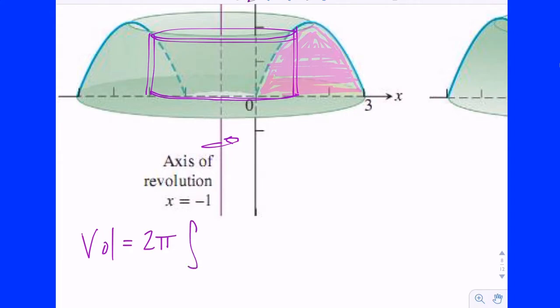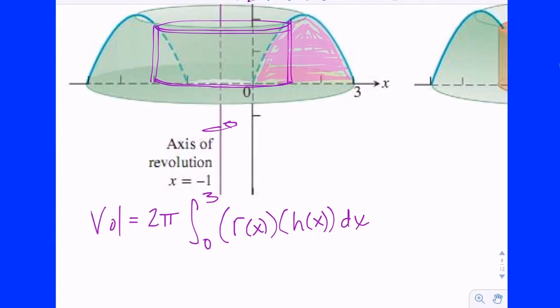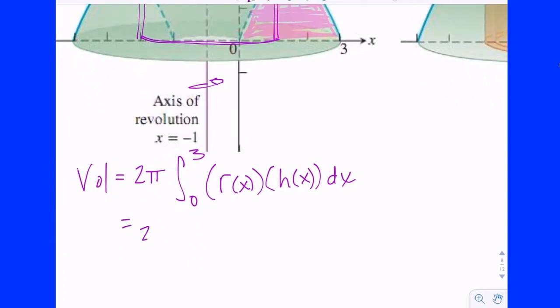So we got 2 pi out front. It's going to be the sum of the infinite slices from 0 to 3. That's from x equals 0 to x equals 3. Now we're going to have a radius, which I'm going to call r of x. And then we're going to have a height of our shell, h of x. And of course, the third dimension is dx. That's the shell method. 2 pi, the integral from a to b of the radius times the height times dx. Nothing is squared.